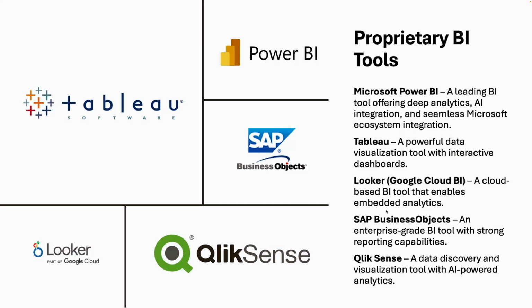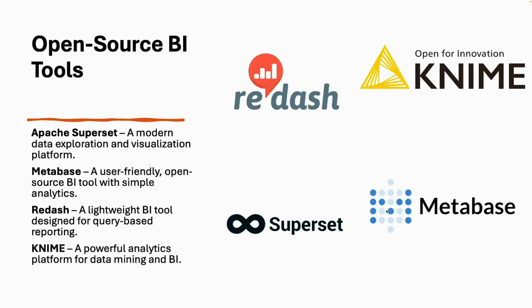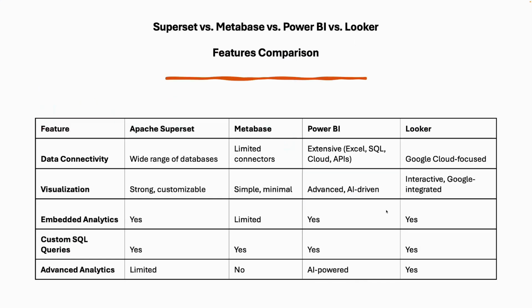proprietary. So let's now jump quickly into the various features of these. We'll pick two from open source, of course. Superset and Metabase is the one I use most of the time, and here Power BI and Looker are the most popular, I would say. So they are the two big cloud providers. So let's compare. So first is data connectivity.